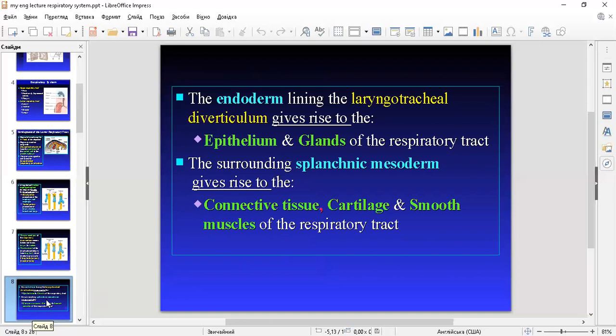The endoderm lining the laryngotracheal diverticulum gives rise to the epithelium and glands of the respiratory tract. The surrounding splanchnic mesoderm gives rise to the connective tissue, cartilage, and smooth muscles of the respiratory tract.